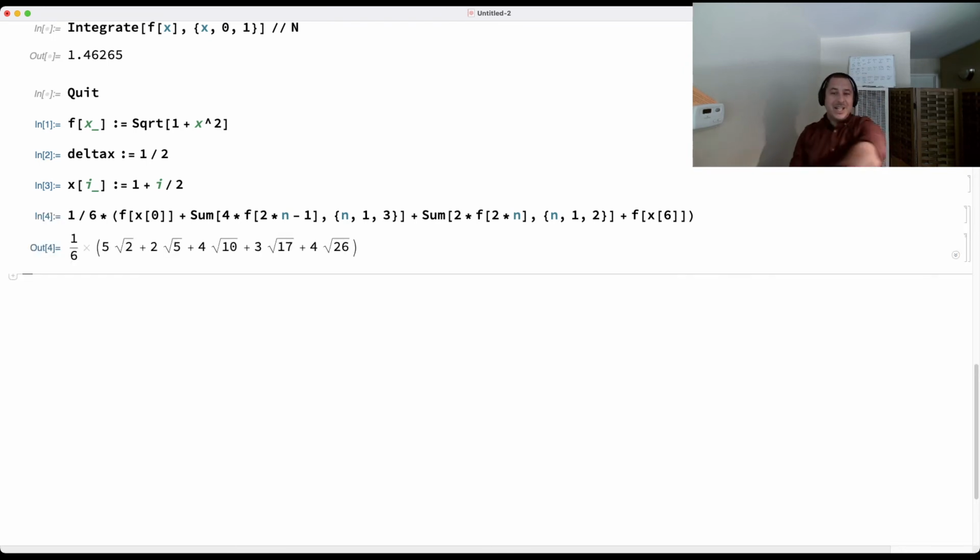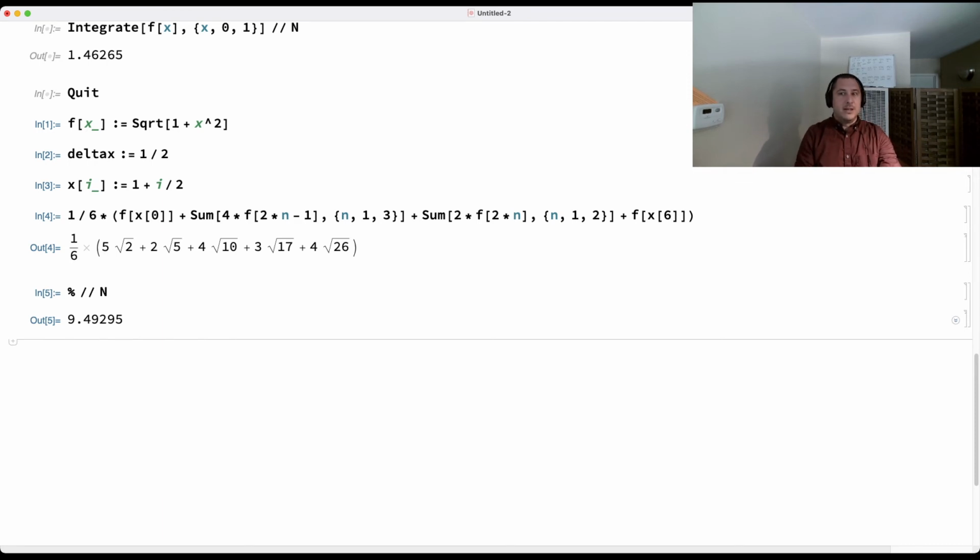Boom! And actually, look, it even spits out all the numbers that you would get if you calculated all the terms by hand. Do you see how here's f of x0, f of x1, f of x2, f of x3. Okay, it simplified some of them, f of x4. So there must have been some repeats that simplified. And as a decimal, you get 9.49.